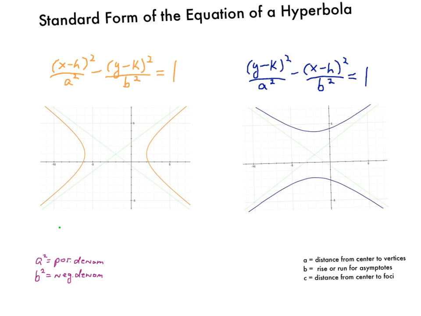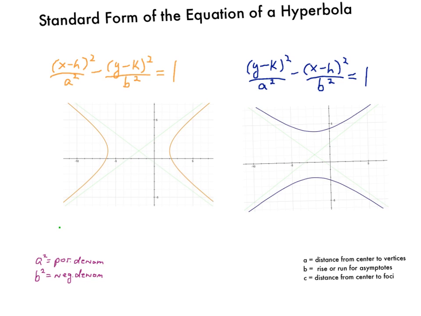For a hyperbola with the transverse axis parallel with the x-axis, like this one right here, okay, the (x minus h) squared over a squared will be our positive fraction. The (y minus k) squared over b squared will be our negative fraction, and that will equal 1. The opposite's true over here where the transverse axis is parallel with the y-axis. The y term will come first, and the x term will be your negative. Okay, so pretty easy to remember.